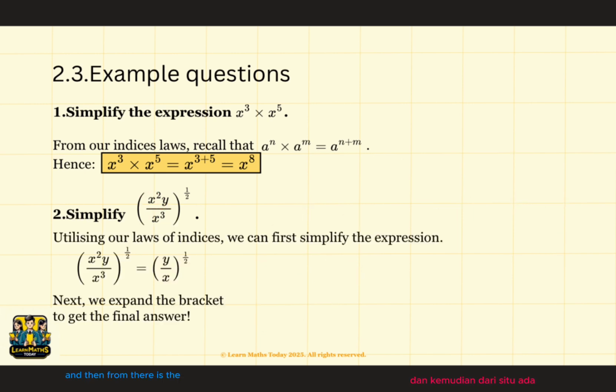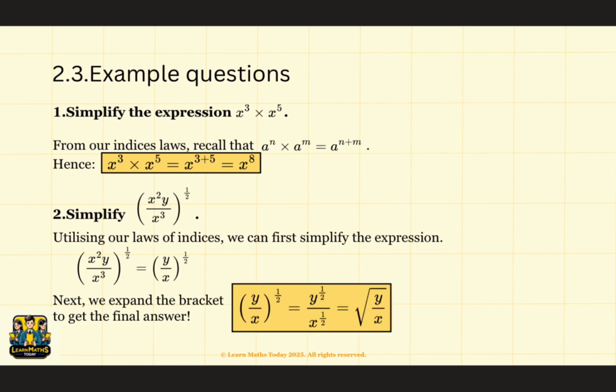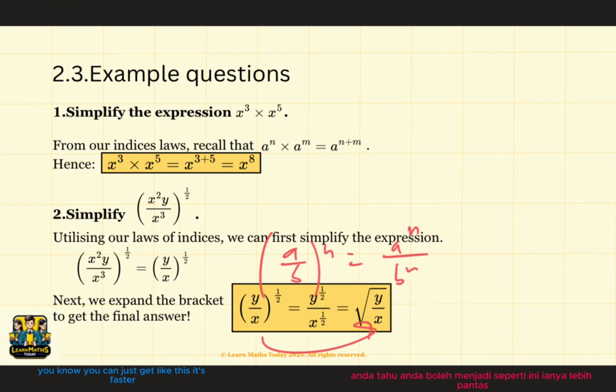And then from there, you can just express it like this, or you can also express it in this form. Both work because it's basically the square root. Oh, it's here. Yeah, you use this formula. Actually, you can just get it like this. It's faster.